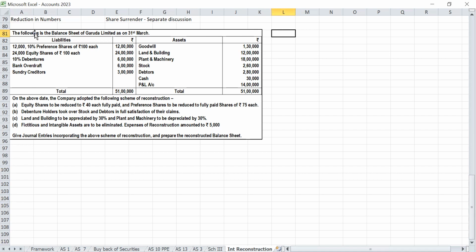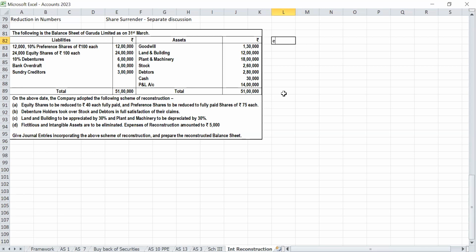Sir, read. The following is the balance sheet of Garuda Limited as on 31st March. Liabilities, assets, balance sheet 12,000, given. Next. Yes, sir. On the above date, the company adopted the following scheme of reconstruction. Equity shares to be reduced to rupees 40 each fully paid, and preference shares to be reduced to fully paid shares of rupees 75 each.